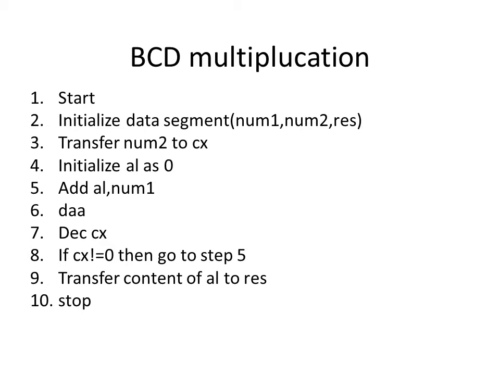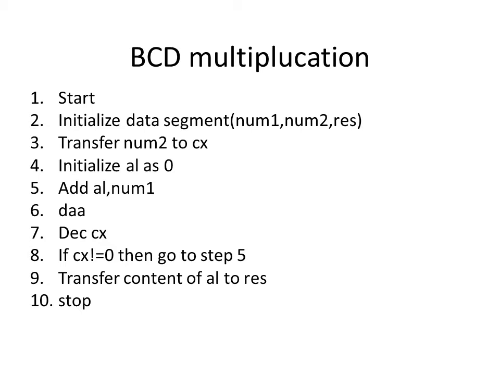For BCD addition, we have the DAA instruction, which can be performed after ADD or ADC, which converts the hexadecimal number stored in the accumulator AL register into its corresponding BCD number. The DAS instruction will be executed after SUB or SBB instruction, which converts the result of subtraction, stored in the accumulator register, into its corresponding BCD value.